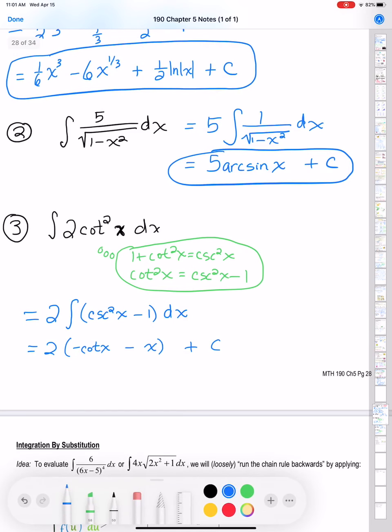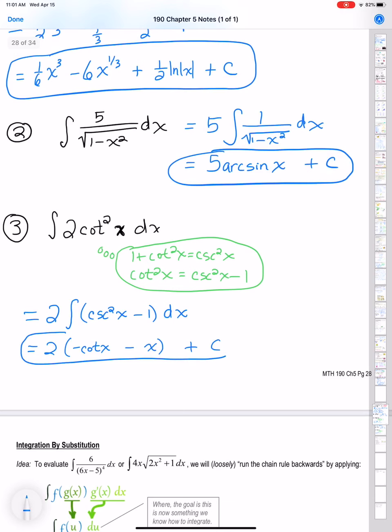All right, so that's basically it. If you want to just leave it like that, why not? If you wanted to distribute through the 2, you could. If you wanted to factor out a negative in front of that, you could.